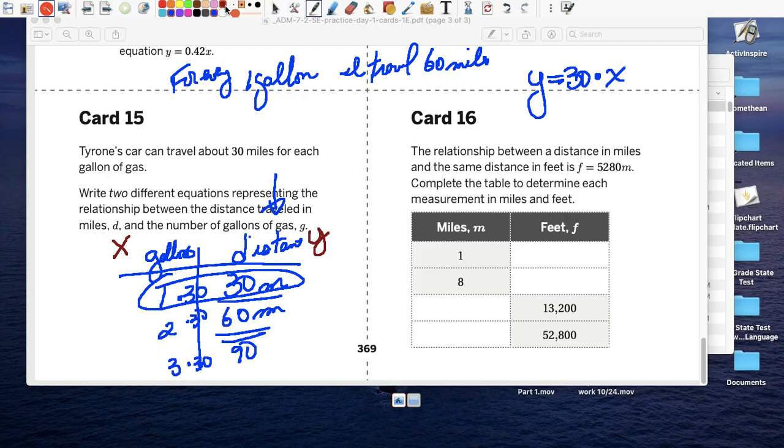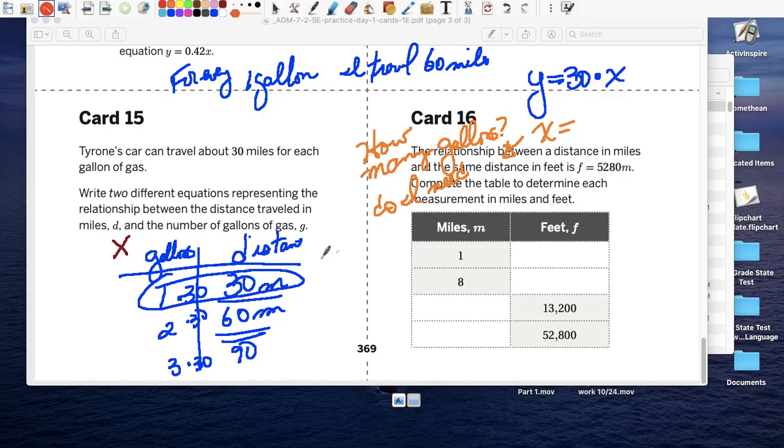What if we did it in reverse? What if I told you I want to drive 30 miles? How many gallons do I need? I want to drive 60 miles. How many gallons do I need? So in this case, I'm asking you about x, the number of gallons. So if I want to go 30 miles, how many gallons do I need?